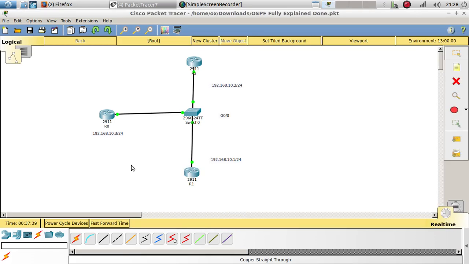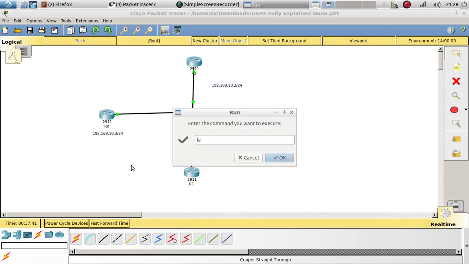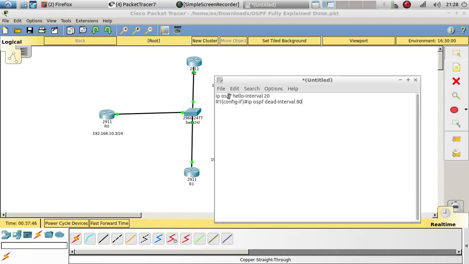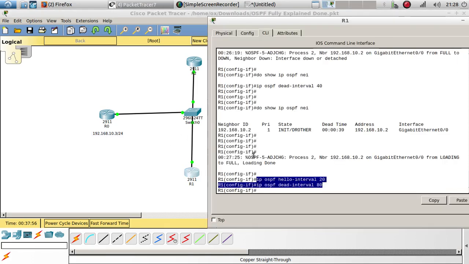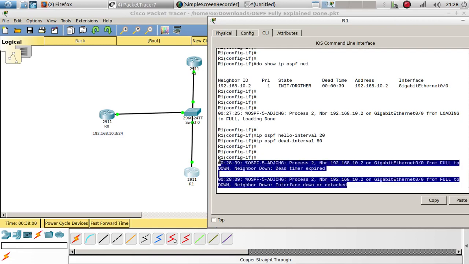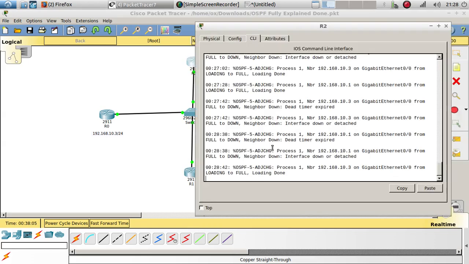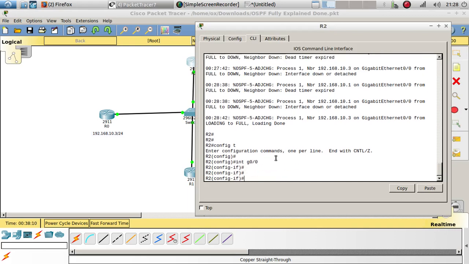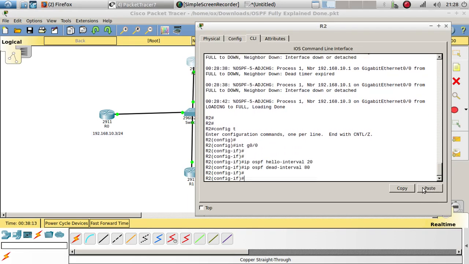Let's open a text editor right here and edit this, like this. As you can see, let's just wait. You can see that it went down, because they're not matching. But since you want them to be 20 and 80, what you can do is go to this router, go to the interface gigabit 0, and paste that there.